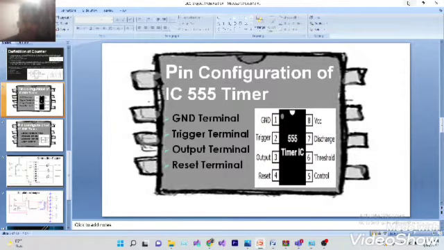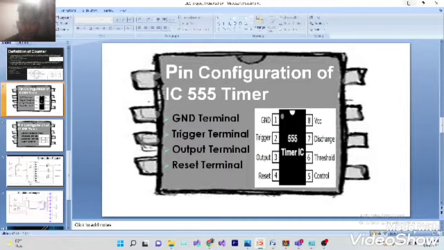Output terminal. Pin 3 is the output pin. There are two ways in which a load can be connected to the output terminal. One way is to connect the load between output pin 3 and ground pin 1, and the other is between pin 3 and supply pin 8.